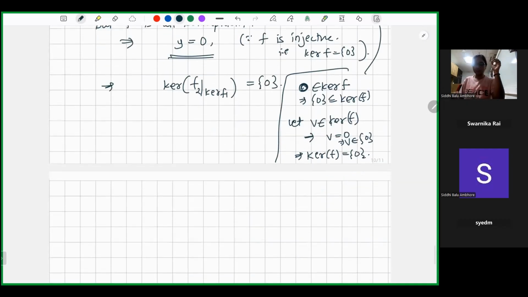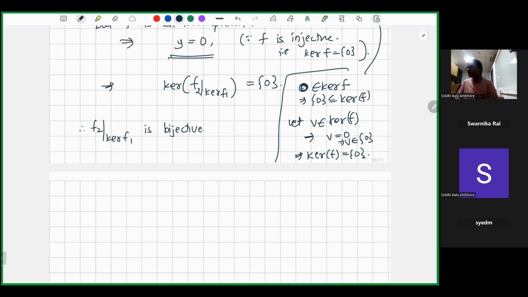So this is just the first part. Therefore, f2 restricted to this kernel f1 is bijective. And even after doing all this, we have still not used that f1 is injective, because we don't need that in the first place.